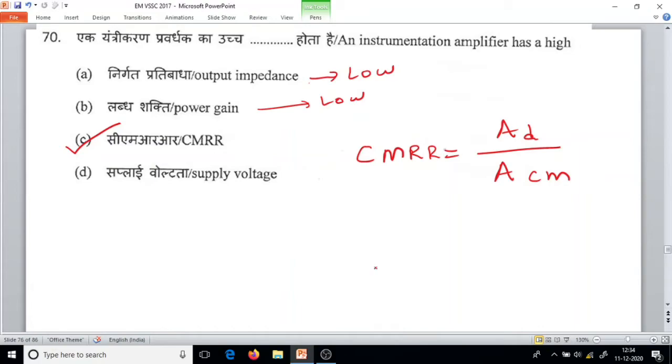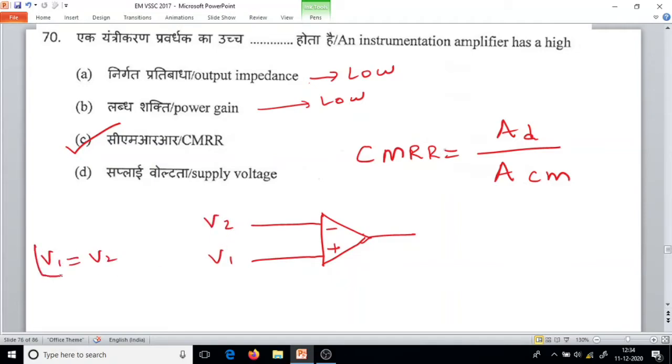Common mode means we are giving the same signal to both the inputs, V1 equal to V2. When it happens, noise comes like this and affects both the IC pins. This noise gets induced in a similar value, so it gets nullified. So an instrumentation amplifier should have a high common mode rejection ratio.